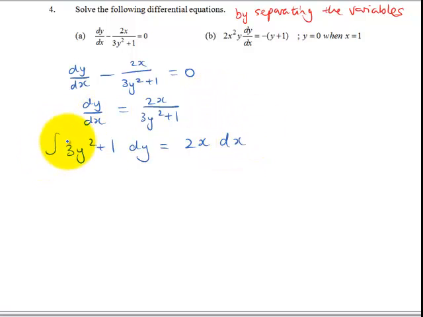So now I just have to integrate both sides. So integrating 3y squared is y cubed. Integrating 1 with respect to y is 1y. Integrating 2x with respect to x is x squared plus c. So this is the general solution.